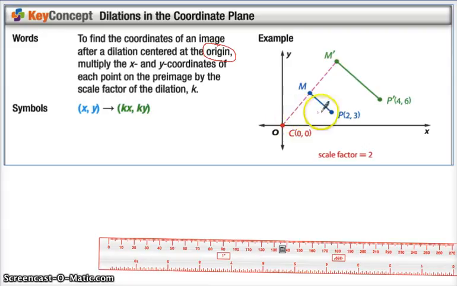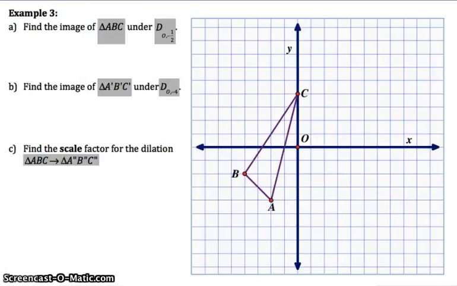So 0.23 is going to go to 0.46 with a scale factor of 2. Points like M end up going twice as far away along the same kind of path from 0, 0. All right, so let's do this.